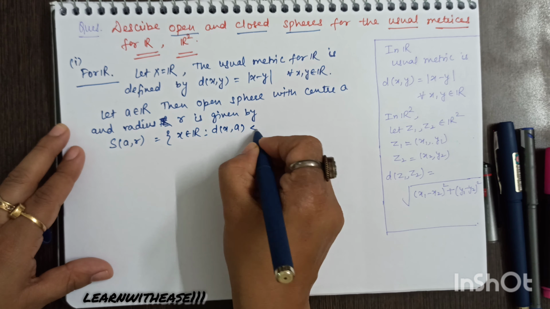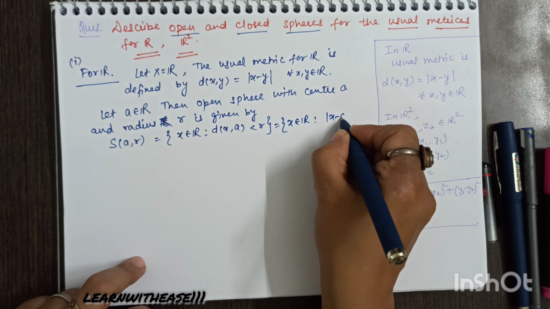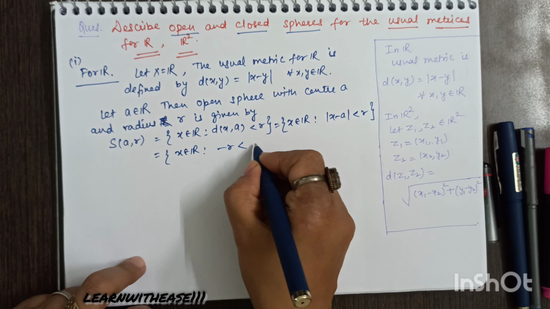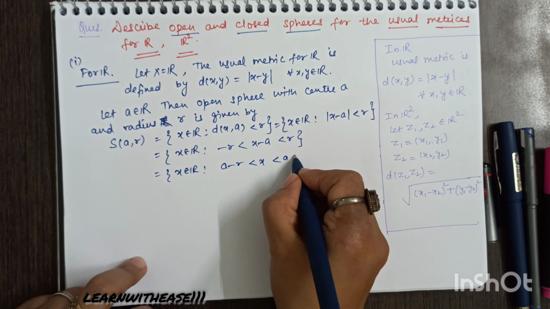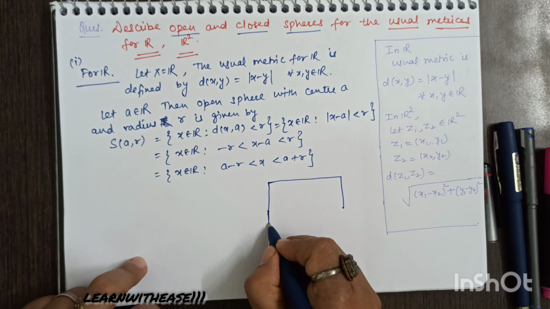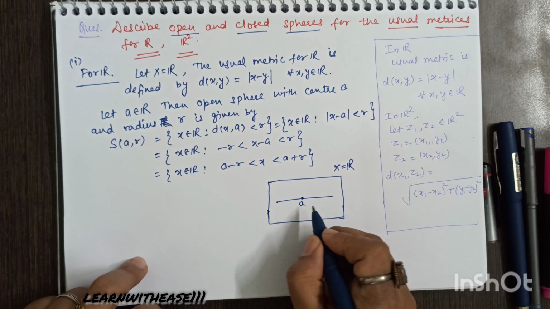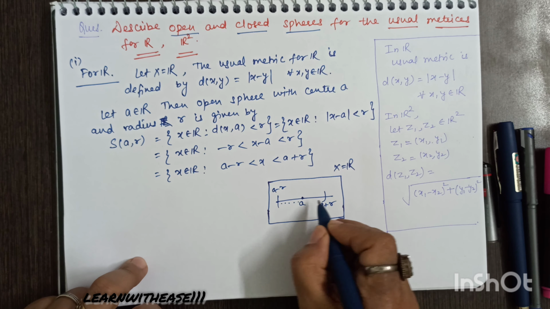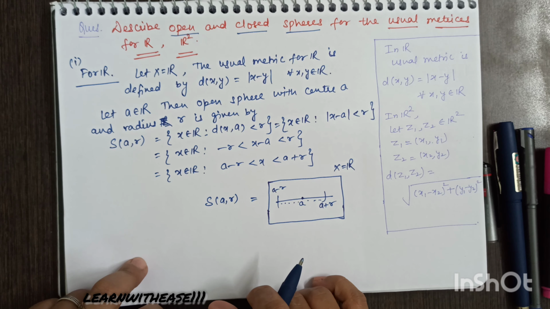The metric here is R, such that the distance metric from x to a is less than R. Now, applying the definition of the given metric, modulus of x minus a less than R. Opening the definition of modulus, minus R to R, adding a in the inequality, a minus R less than x less than a plus R means the elements which lie from a minus R to a plus R are part of this open sphere. A minus R to a plus R is an open interval.